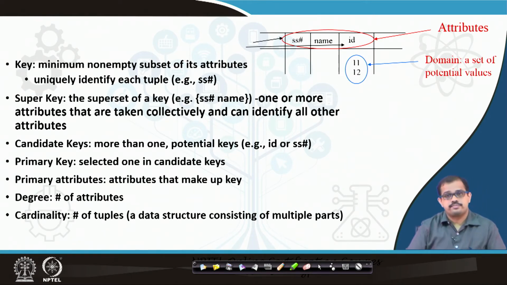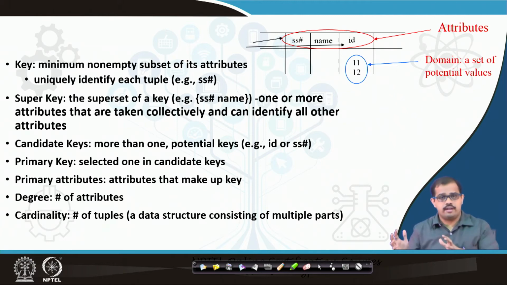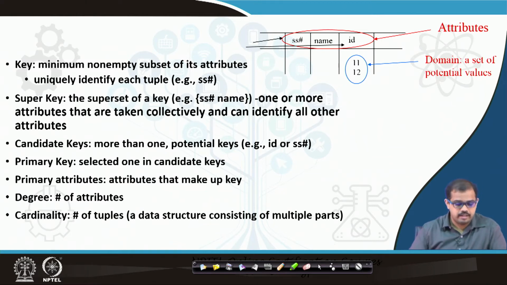Then you have degree. The number of attributes that represent that entire database is nothing but the degree. Okay, so as I said, cardinality is nothing but the number of rows representing different entities. So when you are looking at cardinality, how many tuples are there in that particular database becomes the cardinality of the database. So a data structure consisting of multiple rows is nothing but cardinality. If there are 100 rows, then its cardinality value is 100.